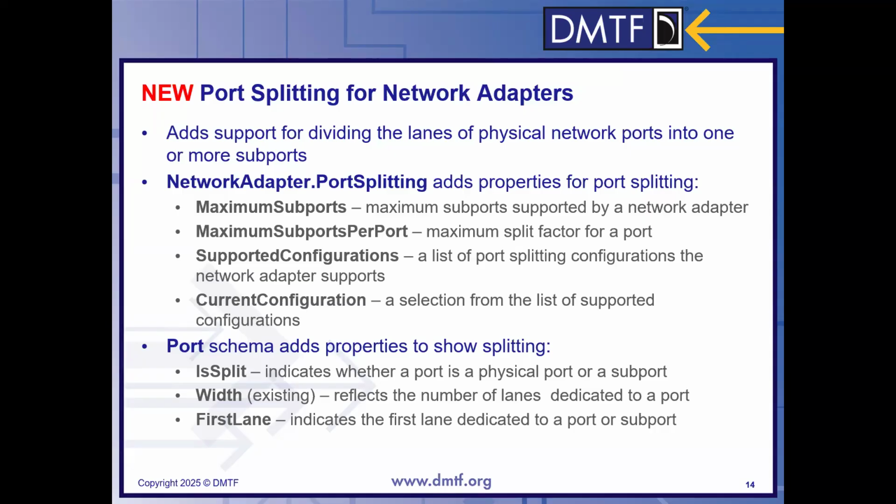So in the case of an unsplit port, first lane will be 1, and the width will be the full width of the port, and that'll be another way to see that a port is entire. But for example, you might have first lane as 5 on an 8-lane adapter, and this could be a subport that is the second half of the adapter, or I'm sorry, of the port.